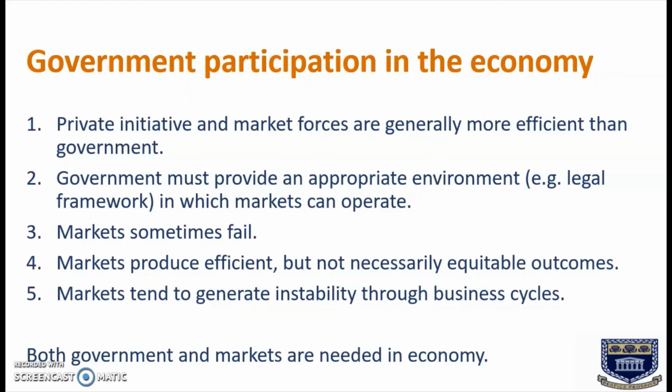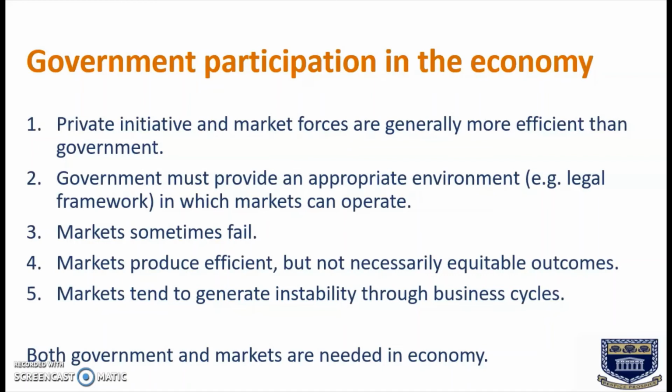The fourth argument is that the market produces efficient but not equitable outcomes. Some people earn little income, so they sometimes cannot afford some of their needs. And then this makes the market not equitable. And then the last argument is that the market tends to generate instability through the business cycle. Economies go through a regular pattern of ups and downs in the value of economic activity as measured by GDP. So the ups and downs of business cycles directly affect the demand for business products.